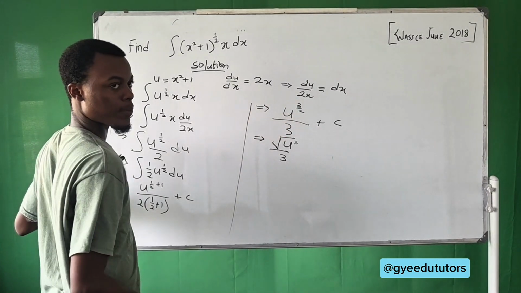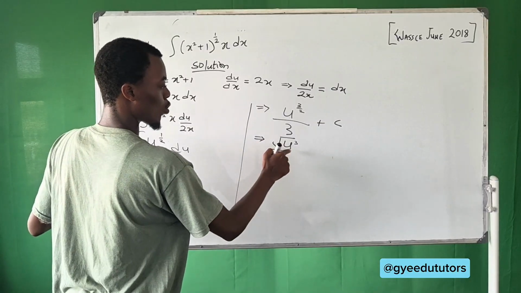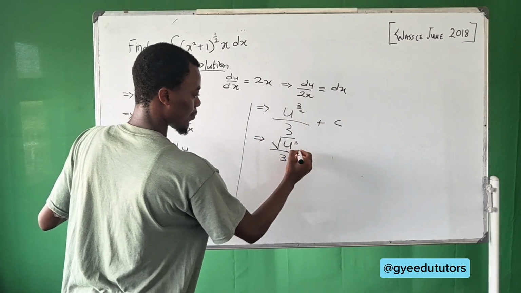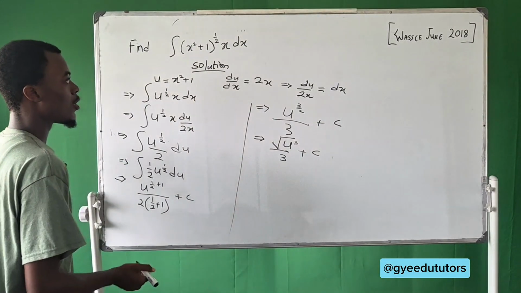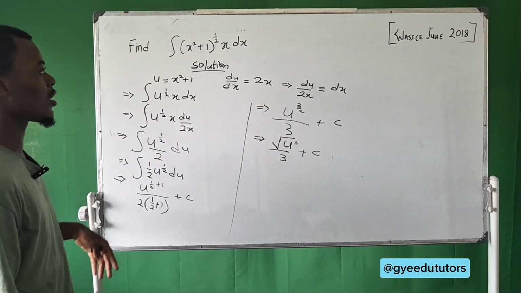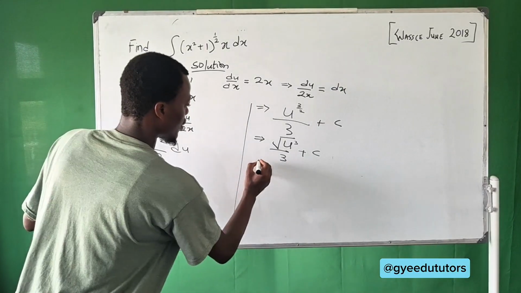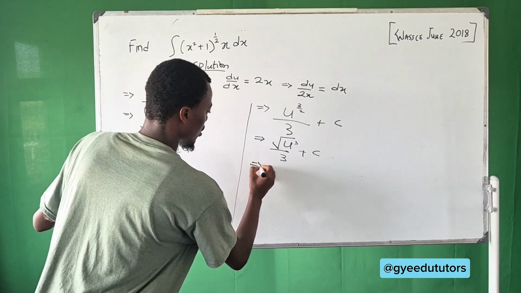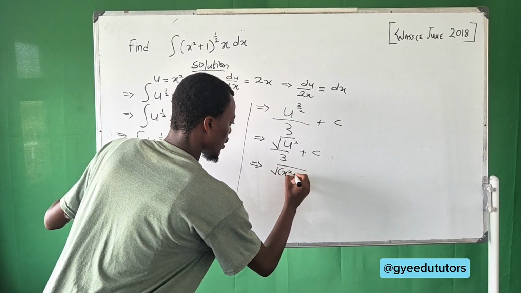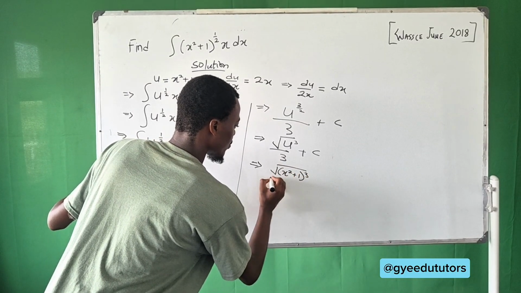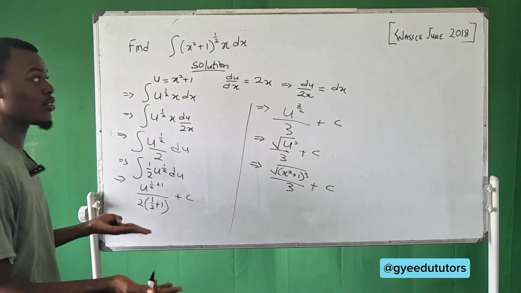Changing the power of a fraction to root. So this becomes root of u cube over 3 plus constant. You still have not changed anything. But in the earlier equation, we already said that u is equal to x squared plus 1. So now this one is the same as root of x squared plus 1 cubed over 3 plus constant. So that's the answer.